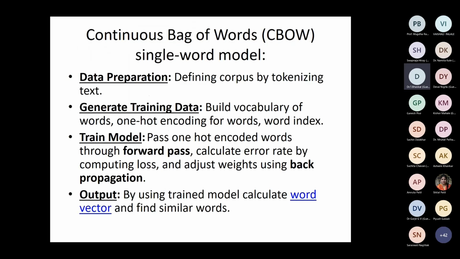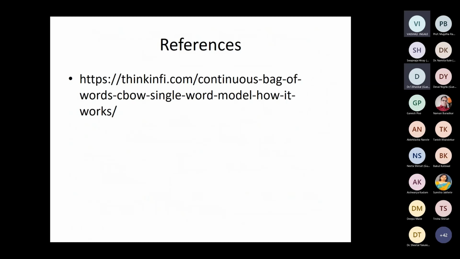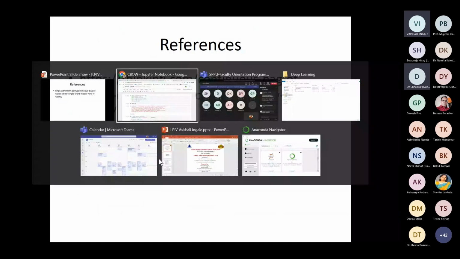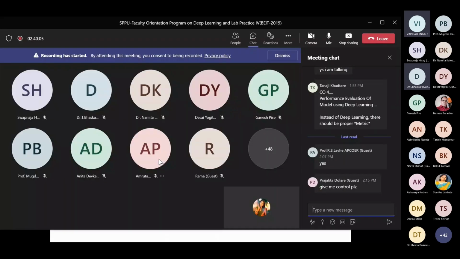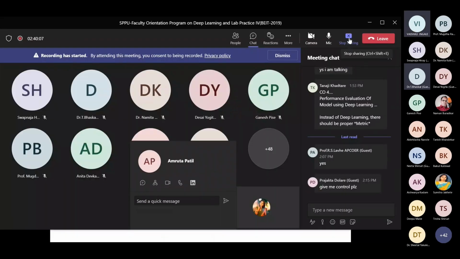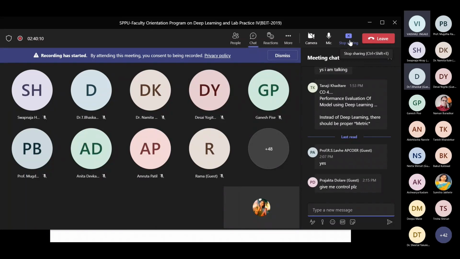As I already told you, the stages are data preparation, generating the training data set, and training the model by the forward pass and backward propagation for adjusting the weights, and the output will be the similar word. This is the reference that you can use for accessing this. So this is all about assignments number 4 and 5. Thank you.